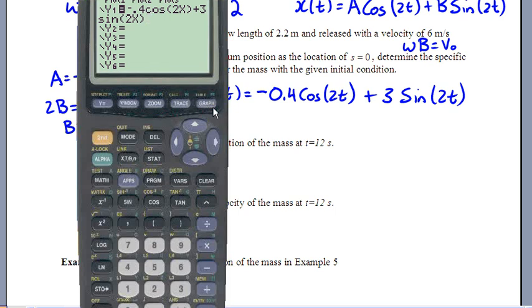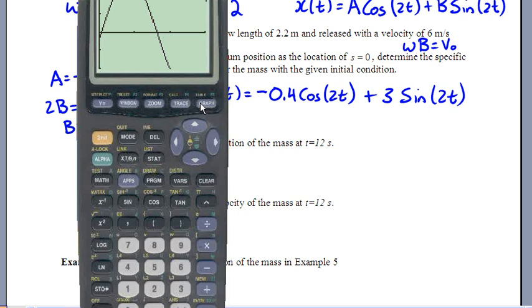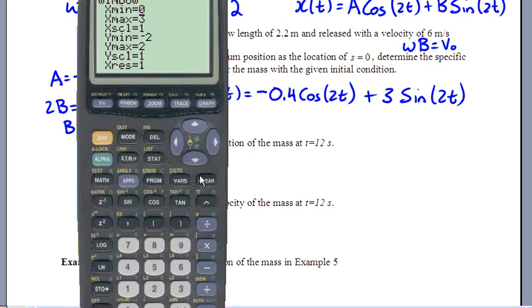Let's see how this thing looks. Okay, it's going a little bit off screen there. Looks like it's bouncing fairly slowly. I'm going to have to change things here a little bit for my window just to make sure I can see everything. So window, let's go, I don't know, maybe negative 4 to 4. So you can see it starts with a really small initial position, not very much there.